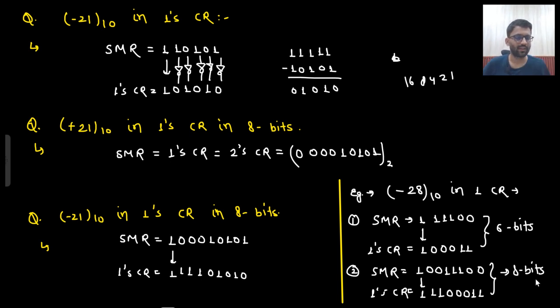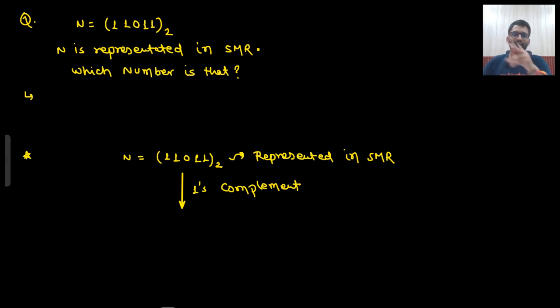Getting the point? Okay. So I hope you are comfortable with sign magnitude representation and ones complement representation. Now this number is given. This number n is represented in sign magnitude representation. So which number is that? A very easy question: 1, 1, 0, 1, 1. The first bit represents the sign, so minus sign, and the rest represents the magnitude: 1, 2, 4, 8. So minus 11. Okay, very easy question. These kinds of questions we have already solved. So this is the answer. Right? Now, this number is given.